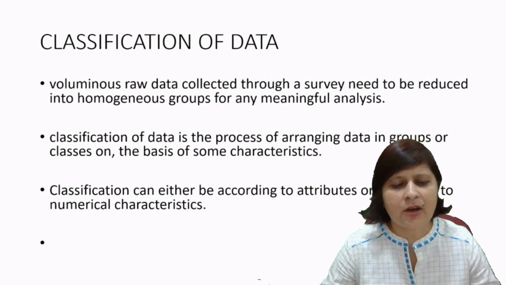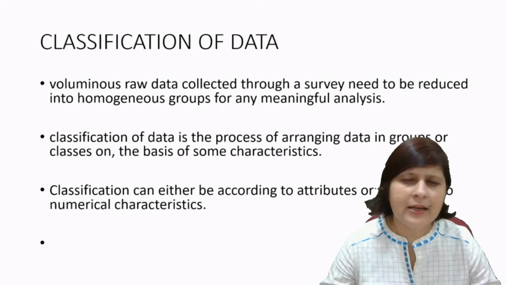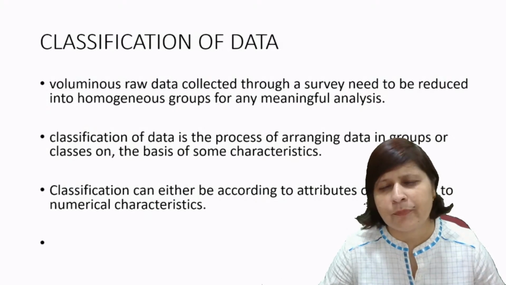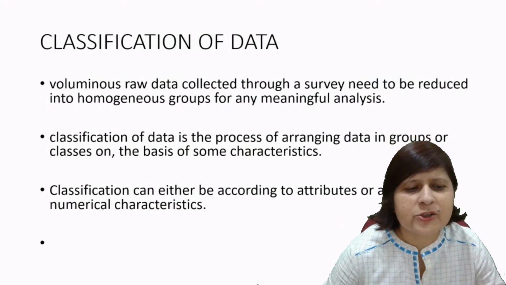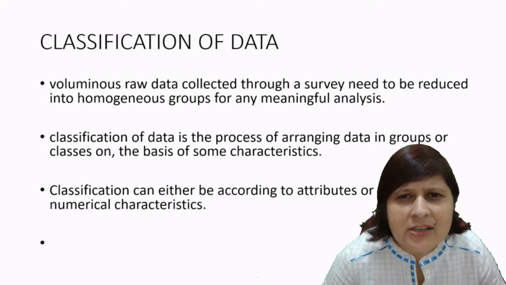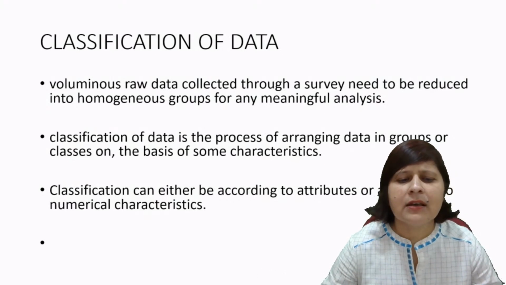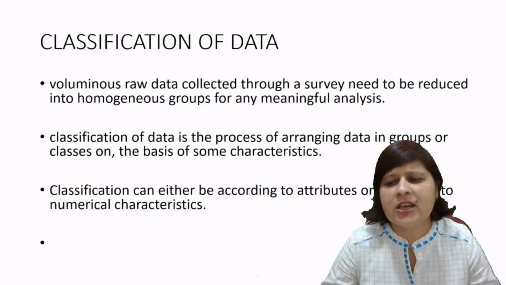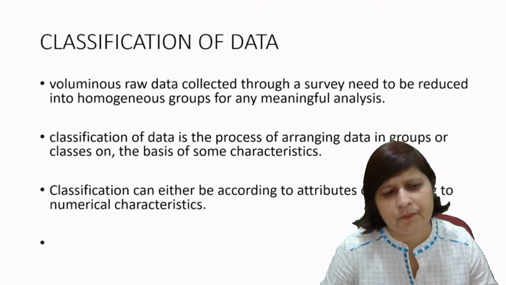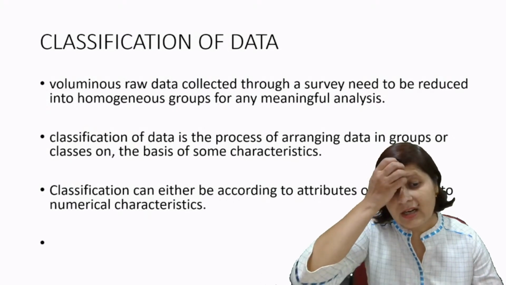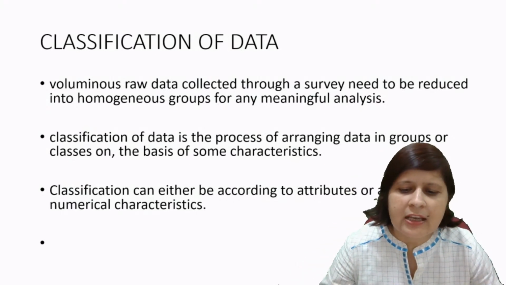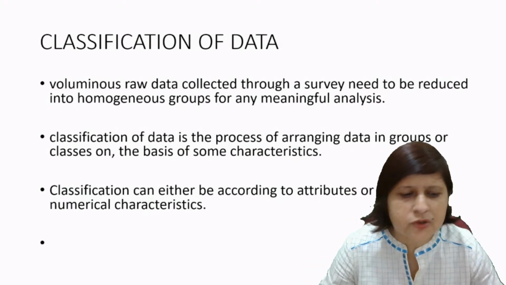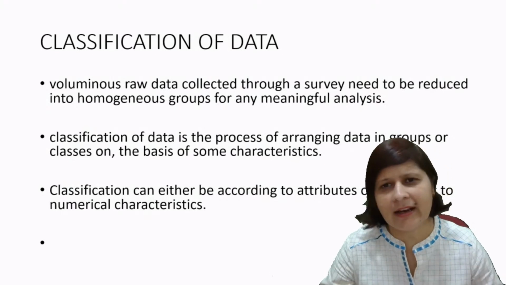These characteristics or attributes could be anything. It could be income, it could be age, it could be gender, or it could be something else. So classification of data is the process of arranging the data in groups or classes on the basis of some characteristics. Classification can either be according to attributes or according to numerical characteristics.